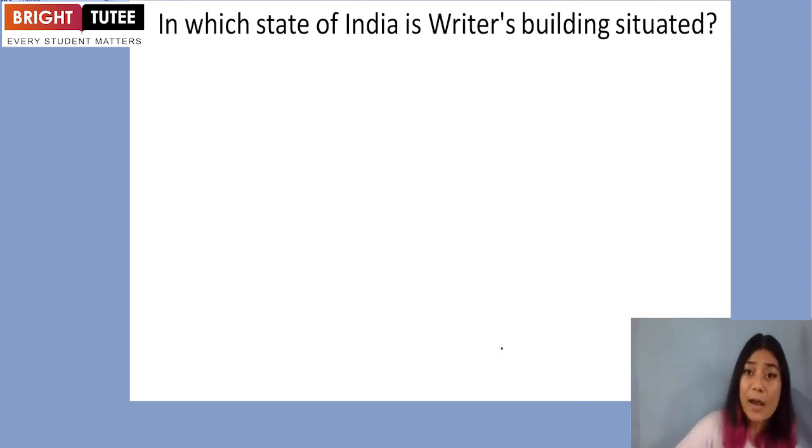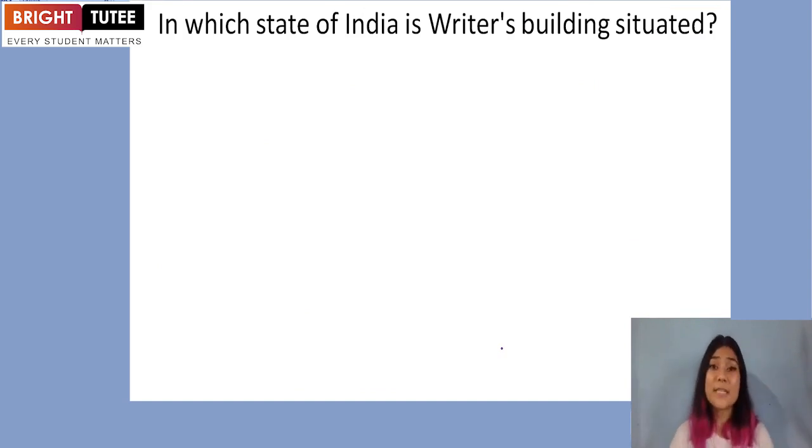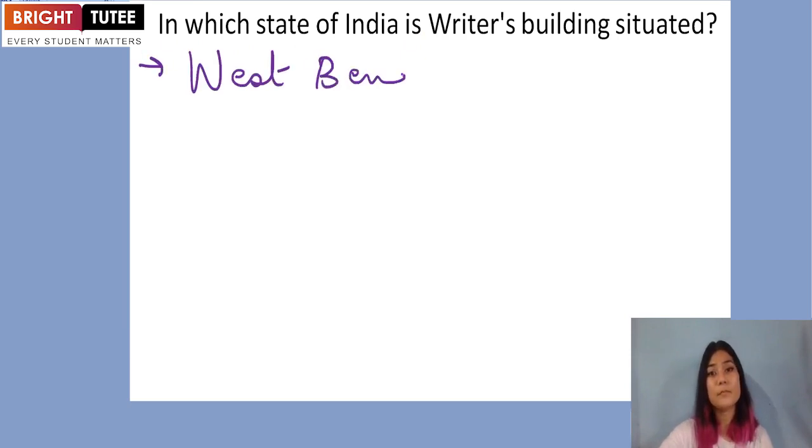Alright. Now, as we come to the end of this section, we have again some questions. Okay, so let us look at that. So there's one question here, and the question asks, in which state of India is Writers Building situated? This is in the state of West Bengal. Okay.